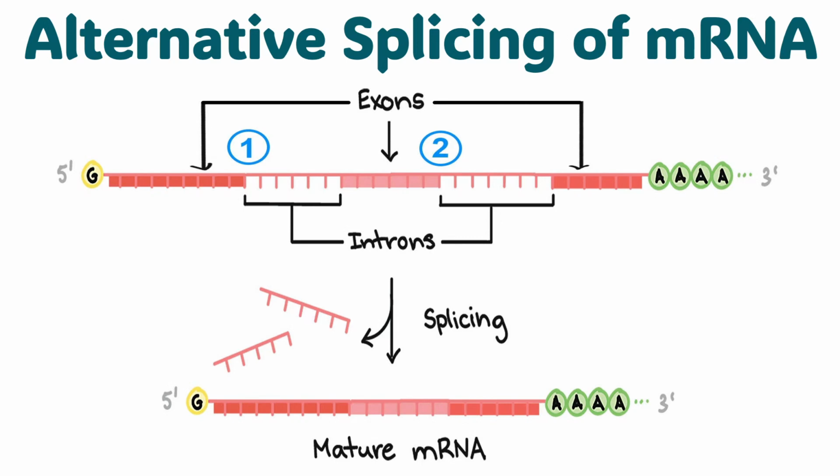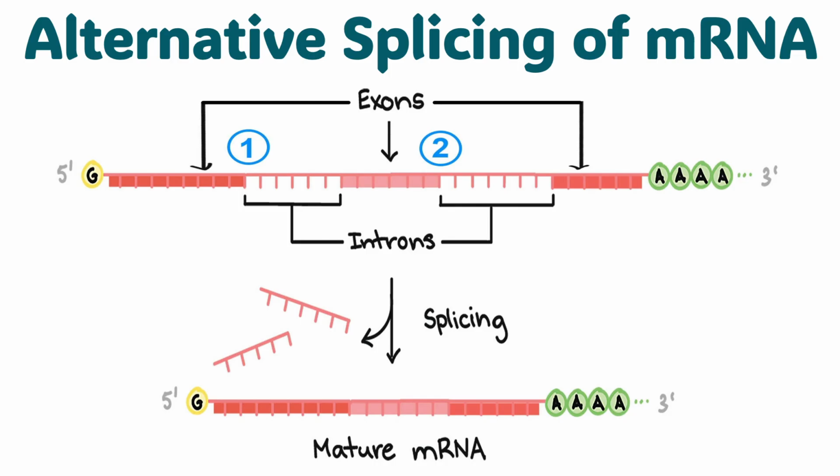In these slides, we'll talk about alternative splicing of messenger RNA. The idea of splicing and alternative splicing was given by Gilbert in 1978, and before this, the idea of split gene was given by Roberts and Sharp.